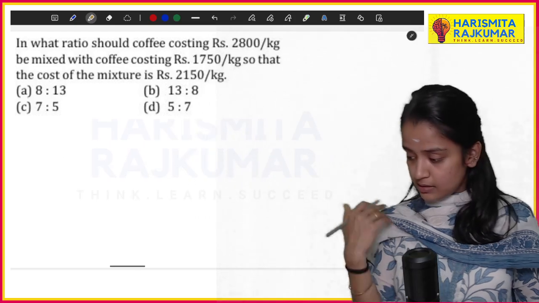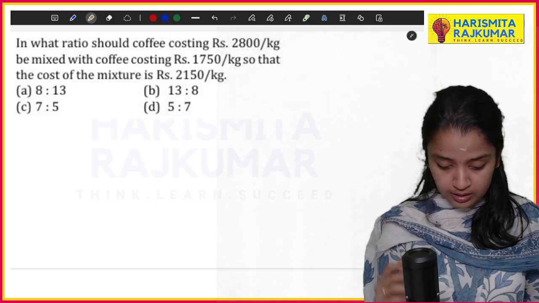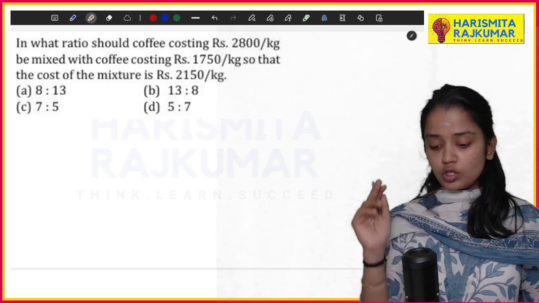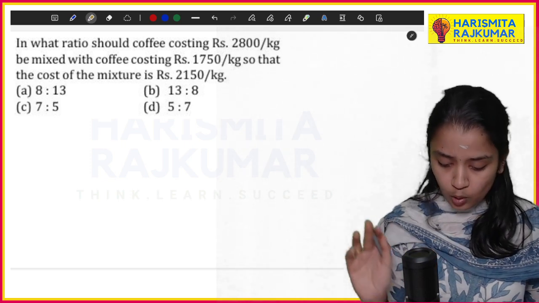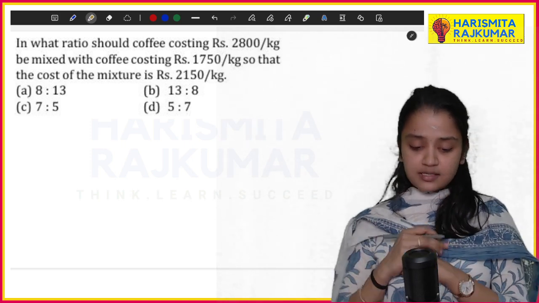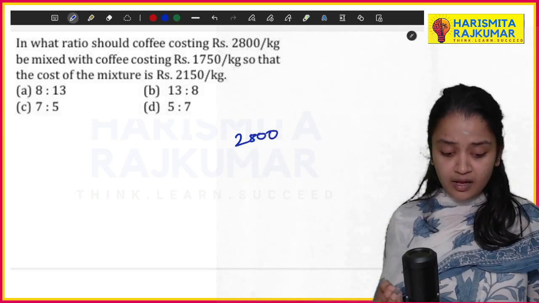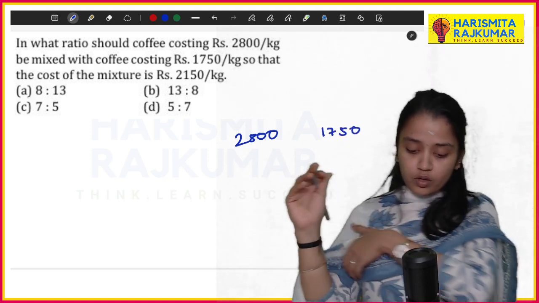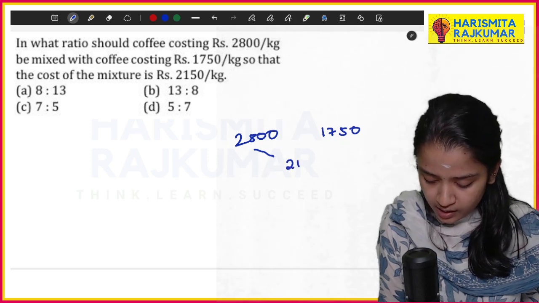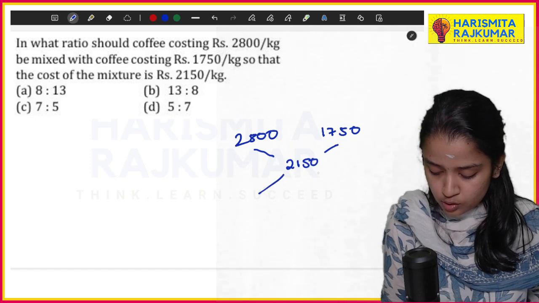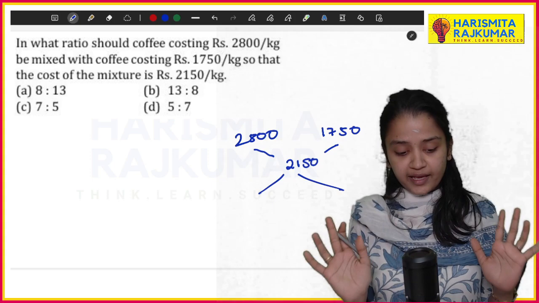Okay. Now, let us go for another one, which is a mixture problem. In what ratio should the coffee costing rupees 2800 per kg be mixed with a coffee costing rupees 1500, so that the mixture is rupees 2150? So I'm having coffee costing 2800 and I'm having coffee costing 1500. I have to mix it in such a way that it will be costing rupees 2150. I have to find the ratio of mixing.